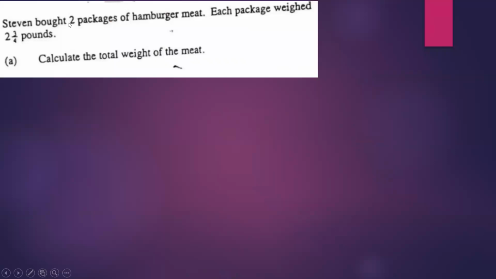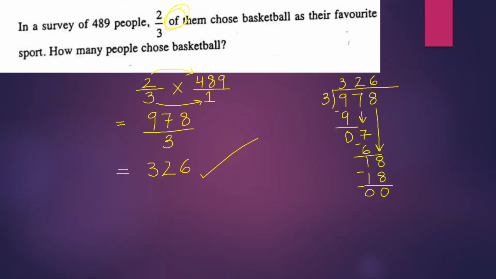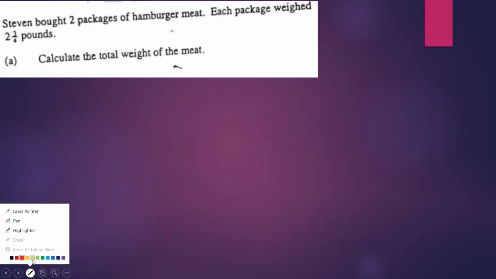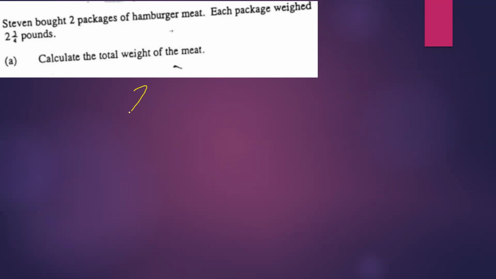Can you go back to the last slide, please, so I can take a screenshot? Okay, sure. So we have to multiply it because it's 2 packages of the same weight. So you have to multiply by 2 to get the total weight. So it's gonna be 2 multiplied by 2 and 3/4.